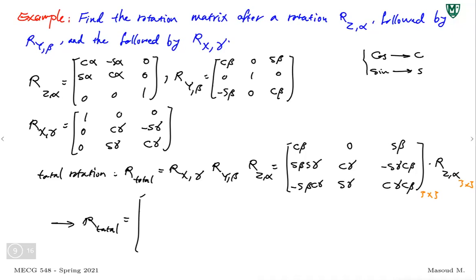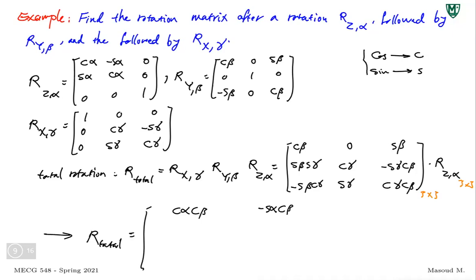This gives you at the end cosine alpha cosine beta. I have to move things all down. Probably seems like I have a space management problem. There you go. This is R total. The first element is cosine alpha cosine beta. The second element becomes minus sine alpha cosine beta, and third one would be sine beta.